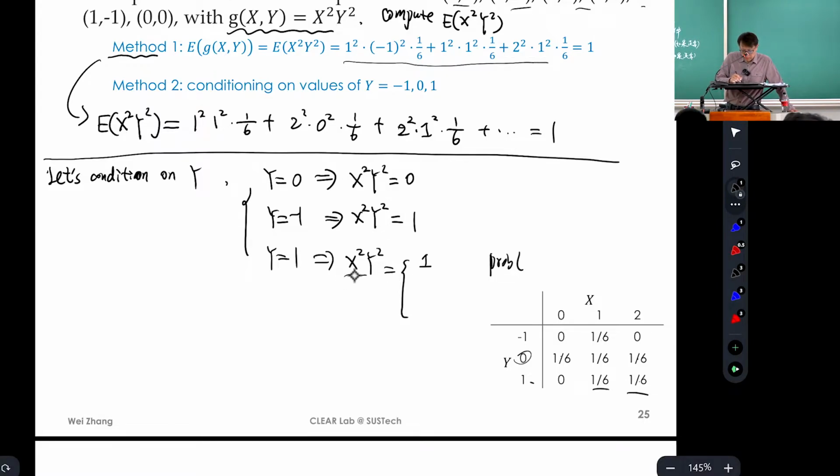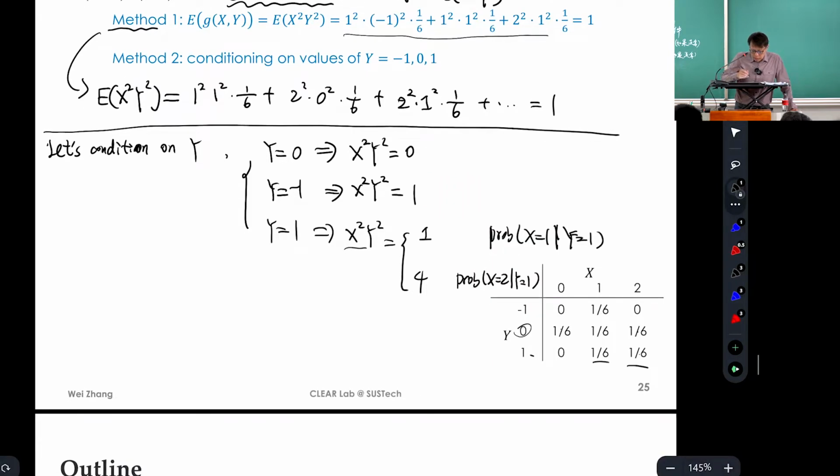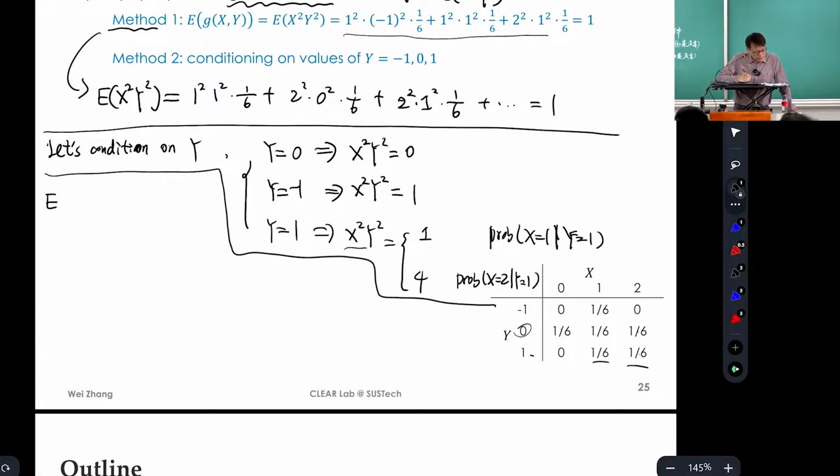So what's the probability, in this case, that x equals 1 given y equals 1? Is that true? Yes. The other case is x can also be 2, and then that will be 4. This value will be 4 with probability of x equal to 2 given y equal to 1. So now I've divided into these cases. Now let's look at how we use it.